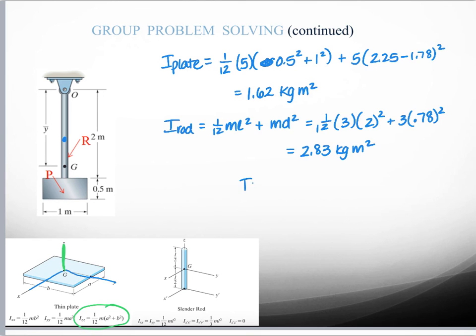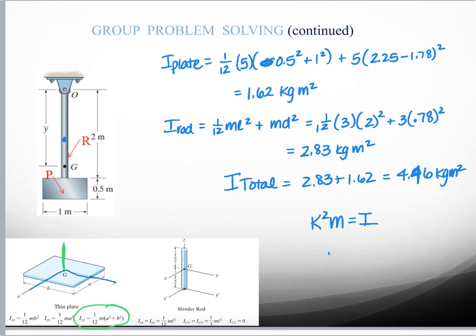So our total is 2.83 plus 1.62, which is 4.46, sorry, not 4.96, 4.46 kilograms meters squared. And if I wanted to find the radius of gyration, I use this expression, solve for k. It'd be the square root of 4.46 over the total mass of 8.